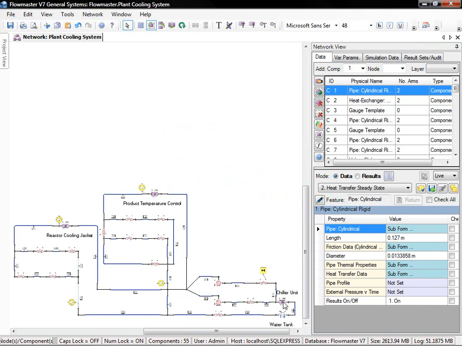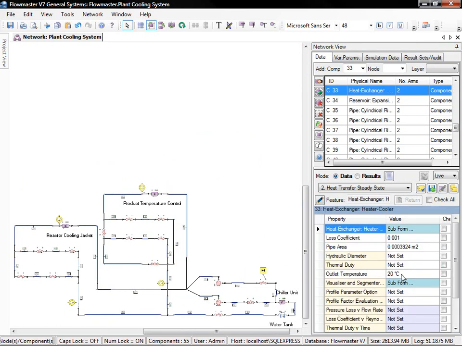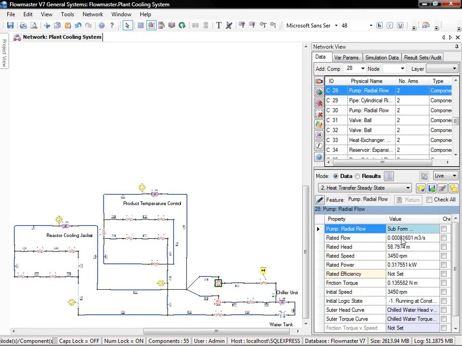So with Flowmaster V7 you have several options of how to specify thermal properties in your system. With the chiller unit, we know a specific temperature that we want to output, in this case 20 degrees. But when we look at the product temperature control and the reactor cooling jacket control, we just have a specific amount of heat that we know is going to be put into the cooling system by those particular parts.